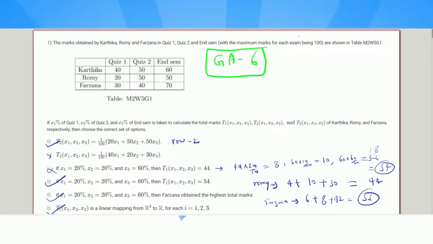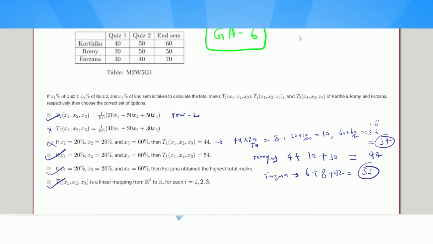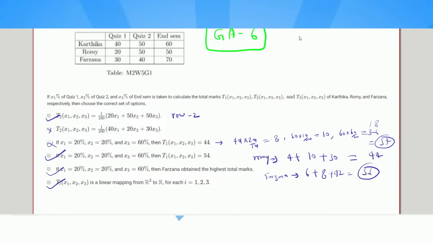यहाँ पे कार्तिका, रोमी और फरजाना के मार्क्स दिए हैं, क्विज 1, क्विज 2 और इन टर्म के 100 मार्क्स। सो कह रहा है कि T2 मीन्स इट इज रोमी मार्क्स। यस, T2 मीन्स रोमी। T2 of x1 x2 x3 is equal to 1/100, 20x1 50x2 50x3, 20 50 and 50. Yes, row 2, it is correct.